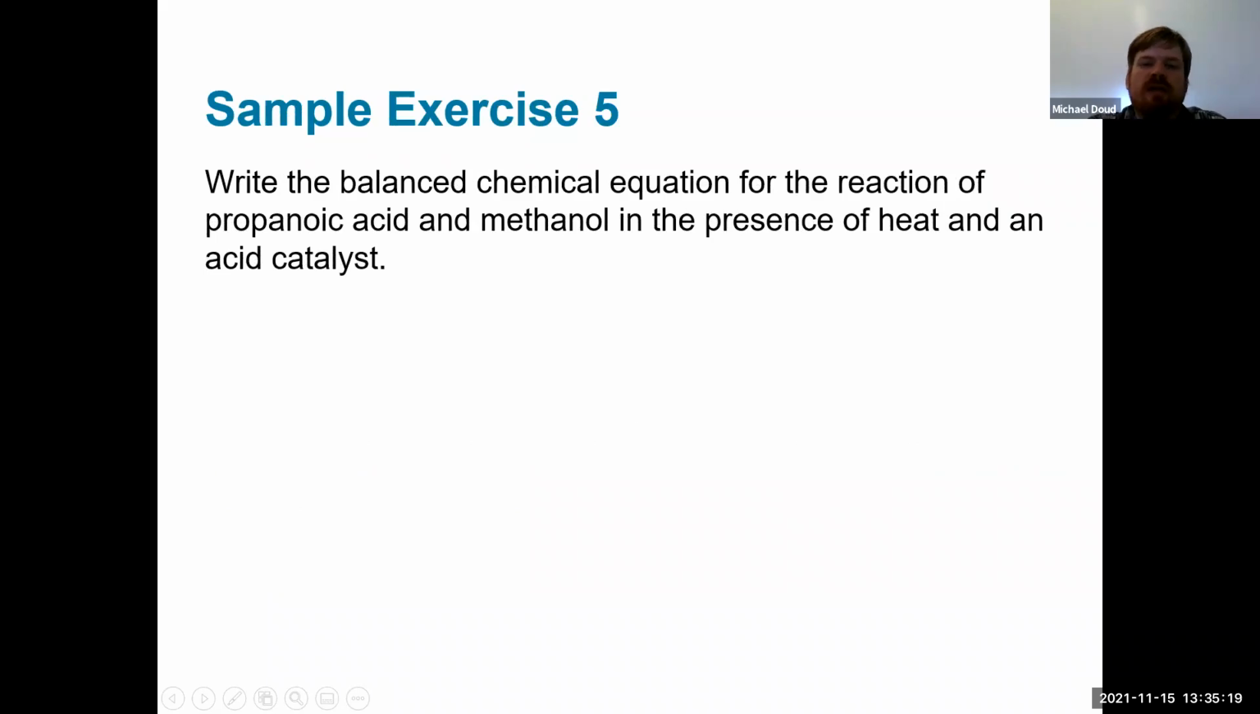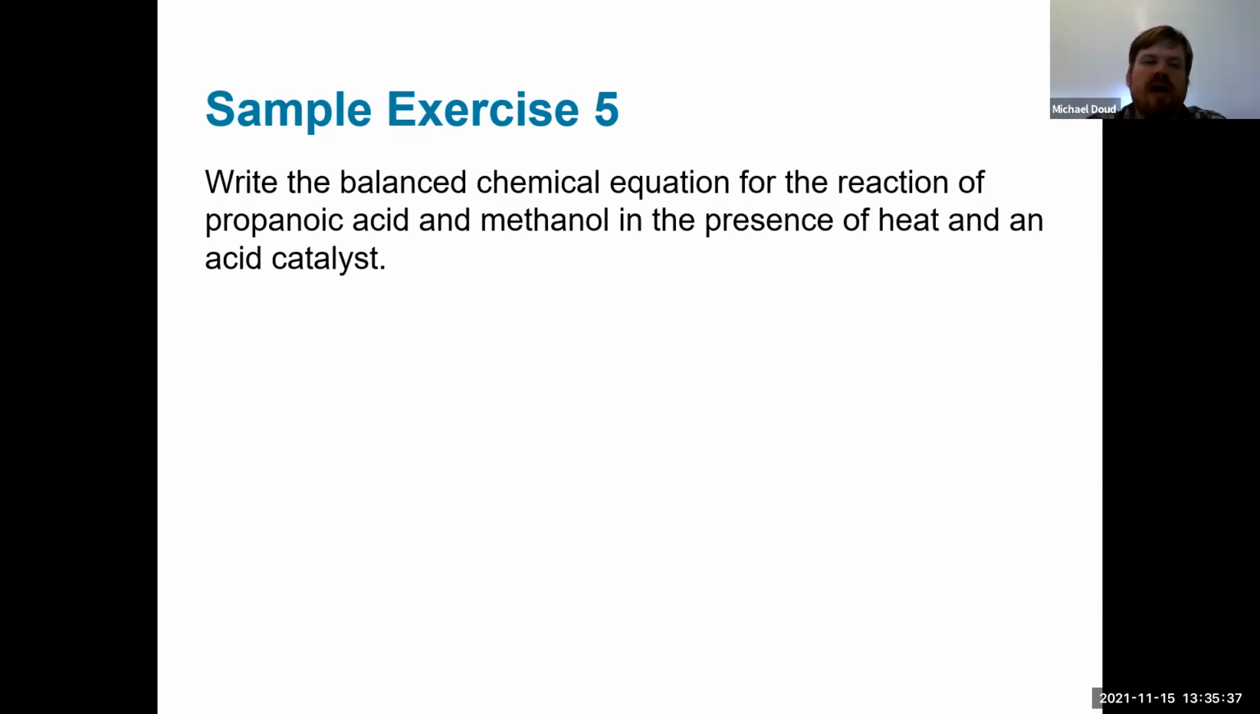Okay, but before we get there, go ahead and write the balanced chemical equation for the reaction of propanoic acid and methanol to esterify. This is the esterification reaction that we just looked at. So pause it, give it a shot, and when we come back, we'll take a look at the answer. Okay, let's walk it through.